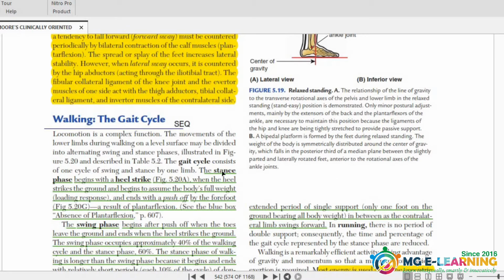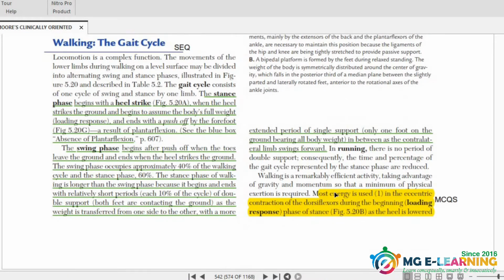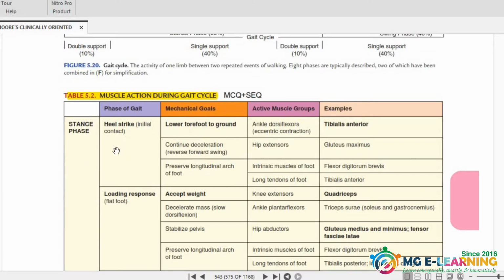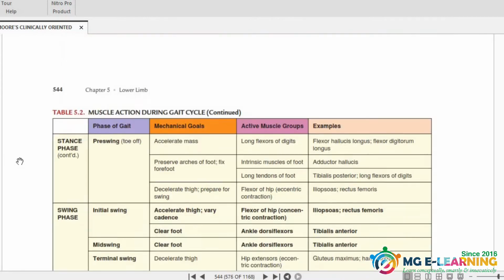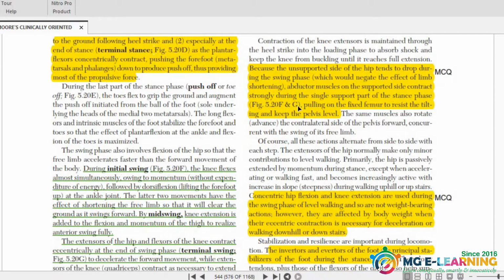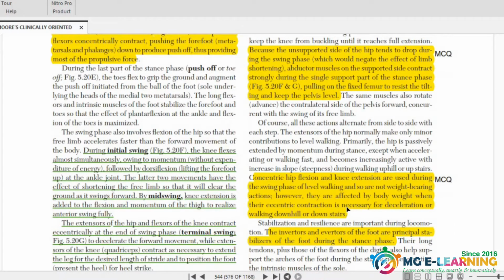You have to know about its stance phase and swing phase and the muscles involved. Then energy utilization, it is important for MCQ. Then this table is important from the MCQ and SCQ point of view. And here are some important MCQs highlighted with yellow. This one.